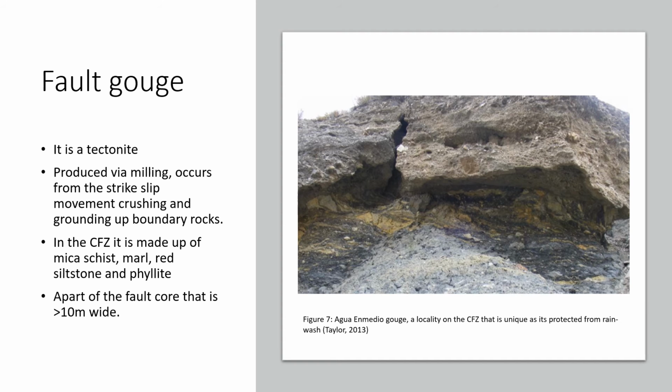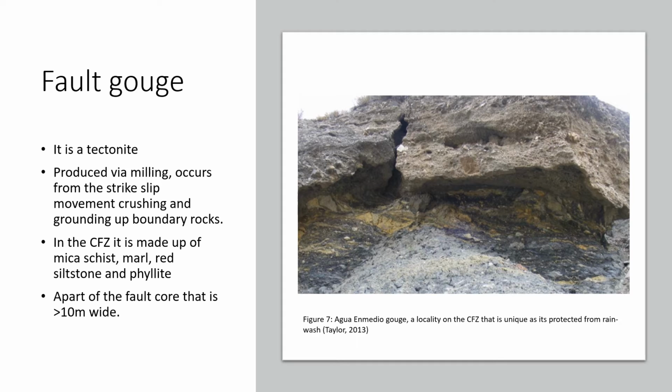First, I think it's best to define what fault gouge actually is before looking in depth at its characteristics and microstructures. Fault gouge is a rock that is derived from tectonic movement. It is known as a tectonite. Tectonites are rocks that have been deformed in one way or another and exhibit features that tell us about their movement history. They are usually metamorphic.